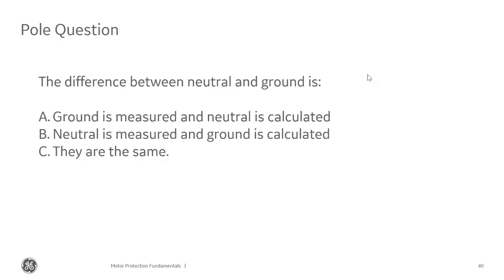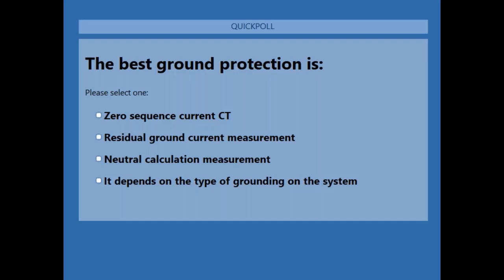So the next poll question is the best ground protection system. The best ground protection system is A, zero sequence current CT, B, a residual ground current measurement, C, this neutral calculated measurement that I talked about, or D, it depends on the type of grounding system. So let's see what the poll says.